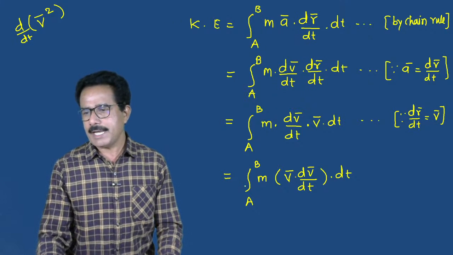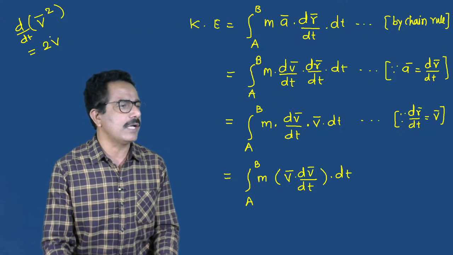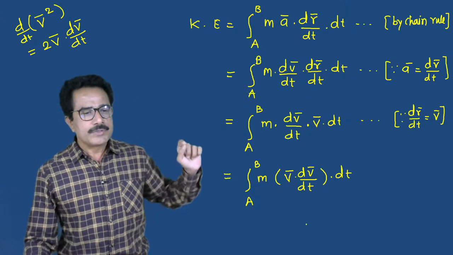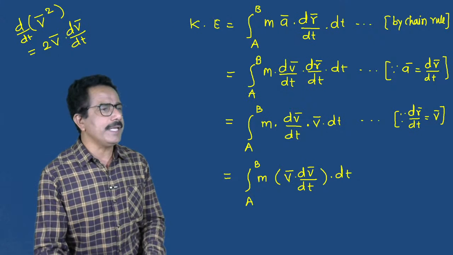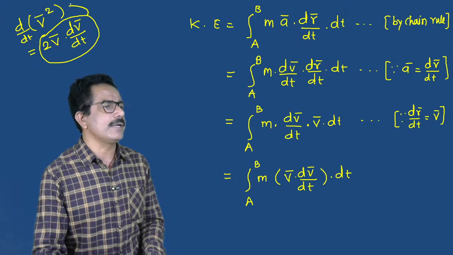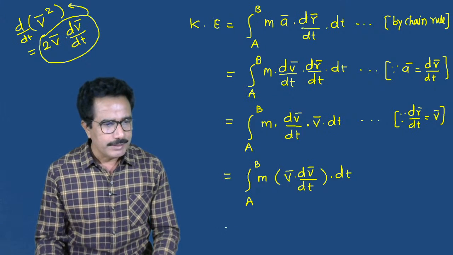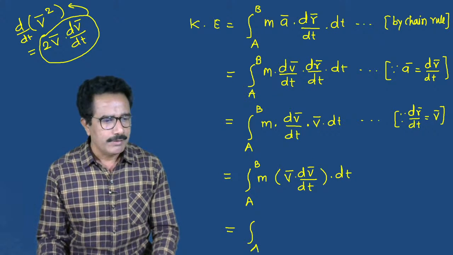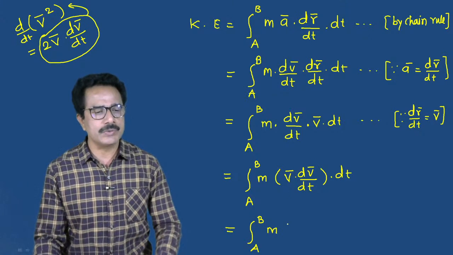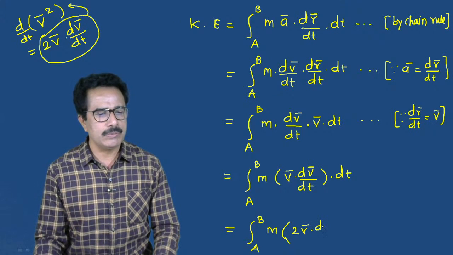Very good, Rupali Dhabekar, very nice. The derivative of v square is 2v into dv bar by dt. Very nice. So v into dv can be replaced by the derivative of v square. The integral from A to B of m, as it is, v into dv can be written as 2v bar into dv bar.